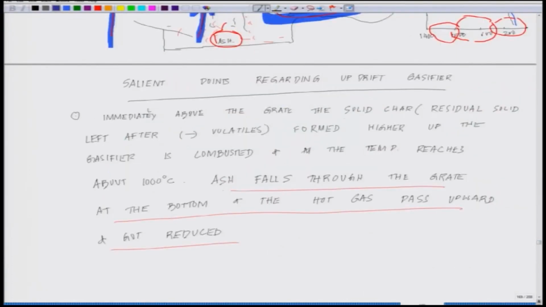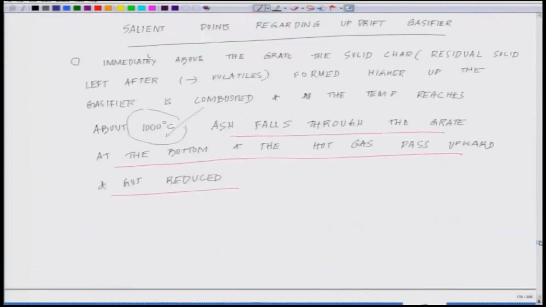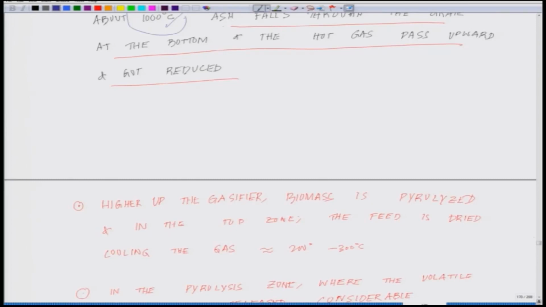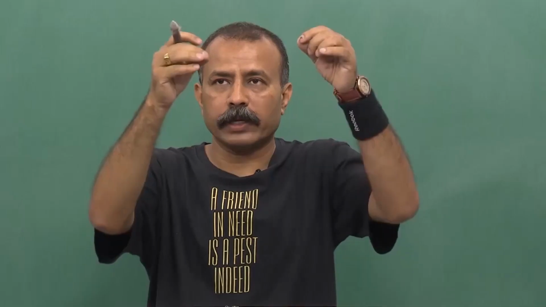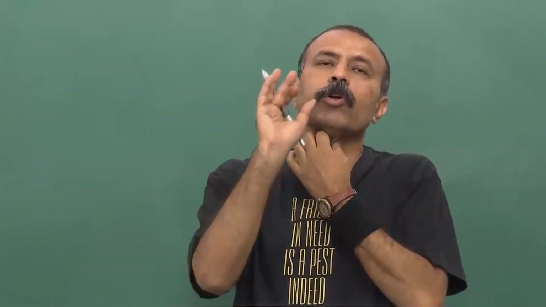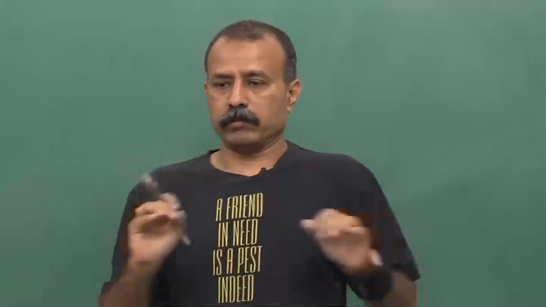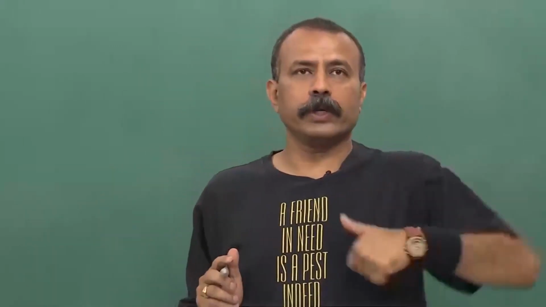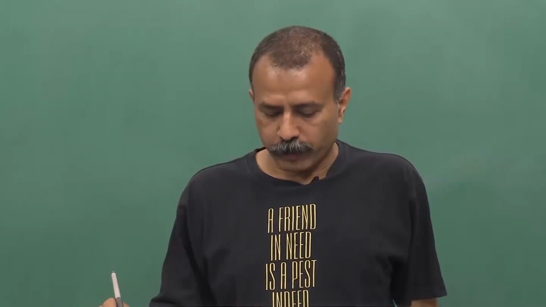First of all, immediately above the grate, that is where the solid char residues left after the volatiles are removed, formed higher up in the gasifier, are combusted, and the temperature reaches about 1000 degrees centigrade. This is critical. And the ash falls through, as we have already seen in the picture, from where you are allowing the air to flow. So, you have to ensure that when the ash is falling out, it is not blocking those ports through which the air is going to go up in the stream.